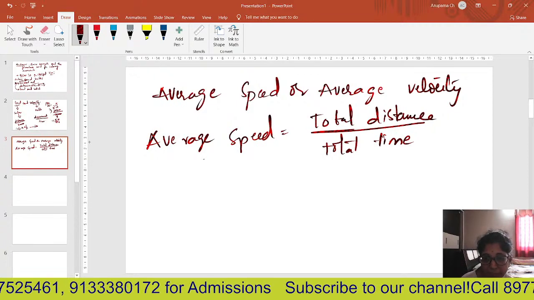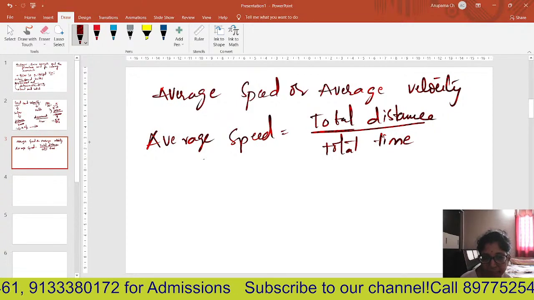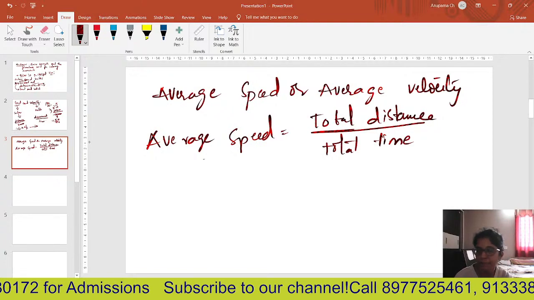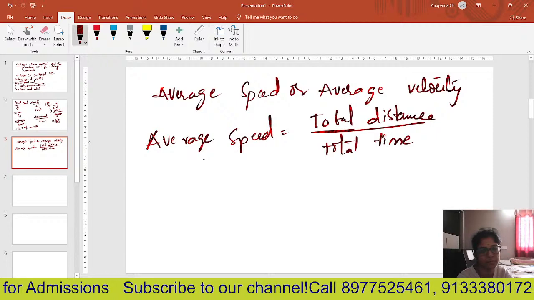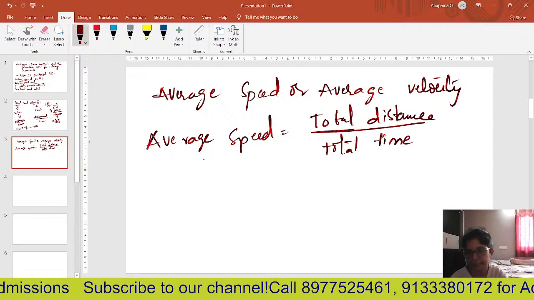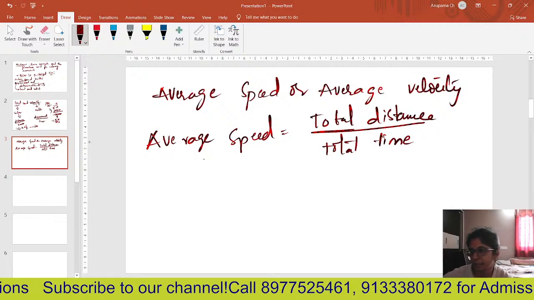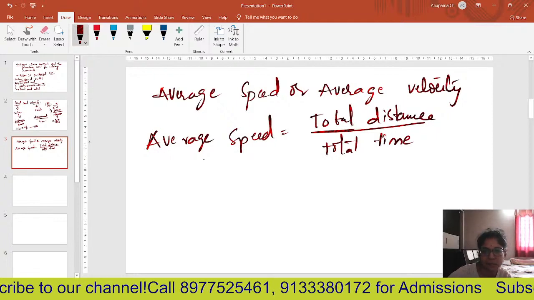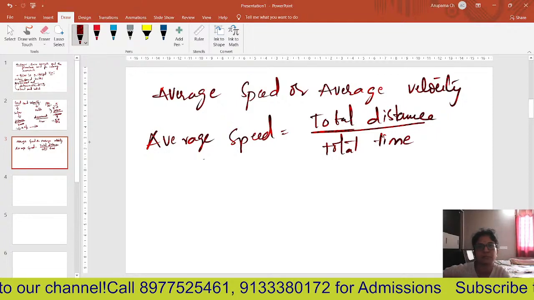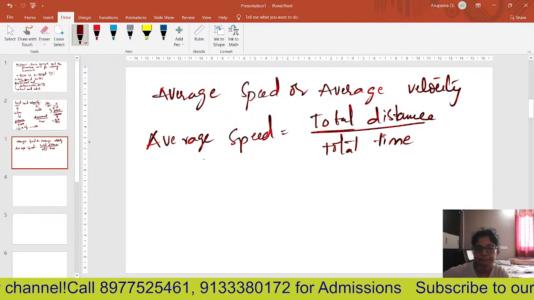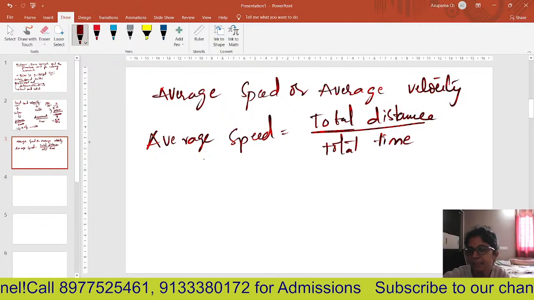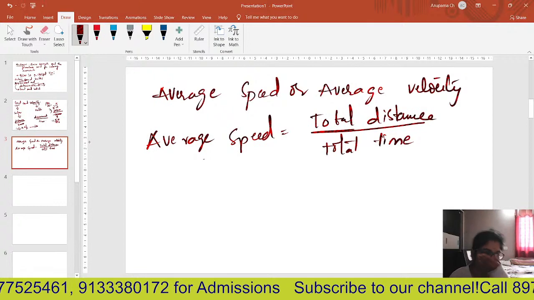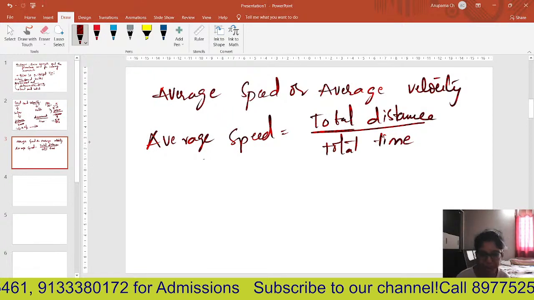And what about average velocity? One thing we have to remember here is that whenever we take velocity into consideration, that will be displacement, and whenever we take speed into consideration, that will be distance. So this is the difference that you need to learn. I hope this is clear.